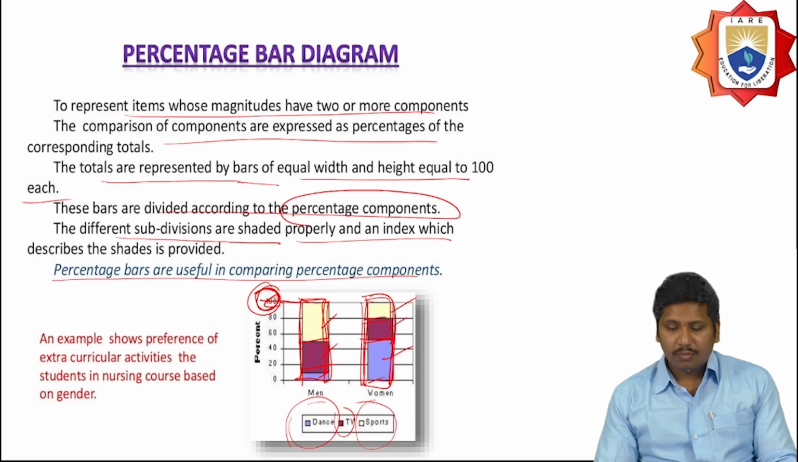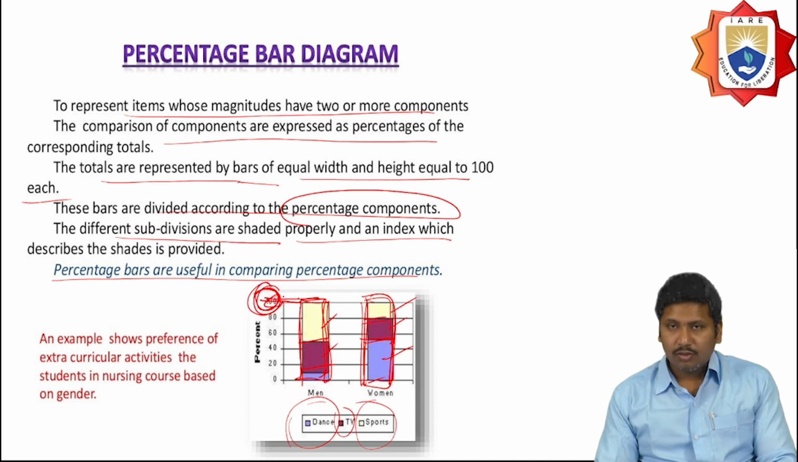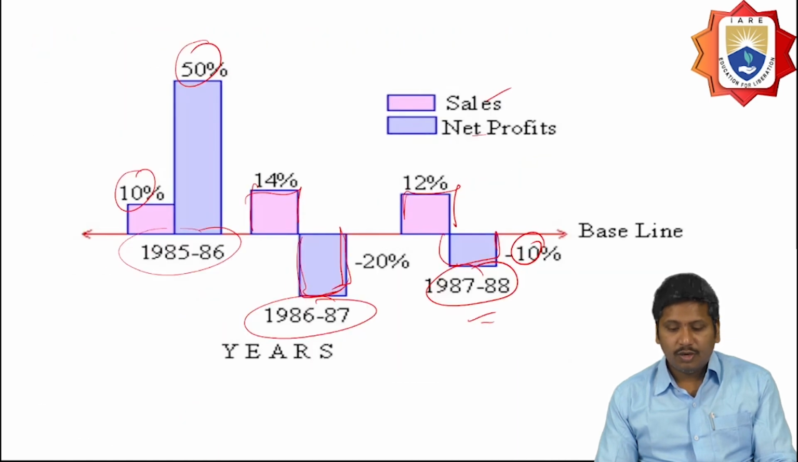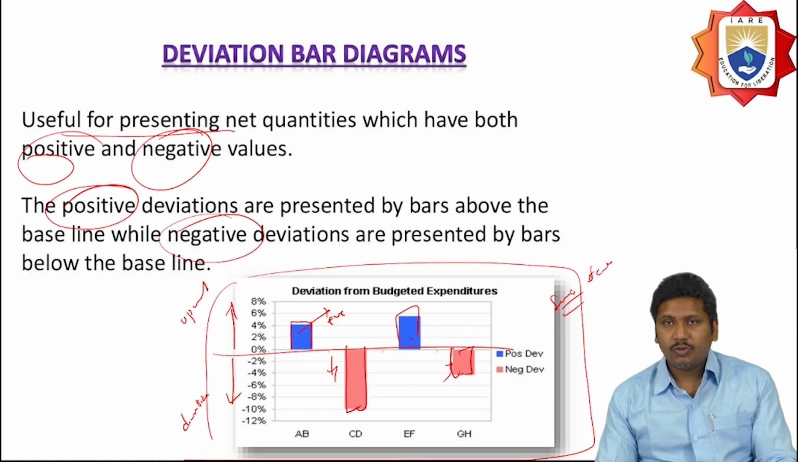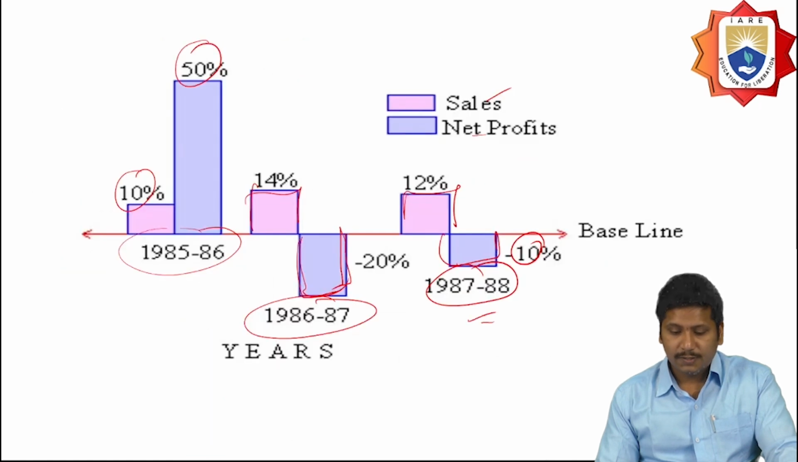And the percentage bar diagram is where the bar is mapped equally to the value 100. Based on that, the 100 is further divided into different parts. And the deviation bar diagram means I am going to show positive and negative deviation. At that time, I have to make use of the deviation bar diagram. Suppose the data has some positive and negative values, then I have to make use of this bar diagram only. So the deviation bar.